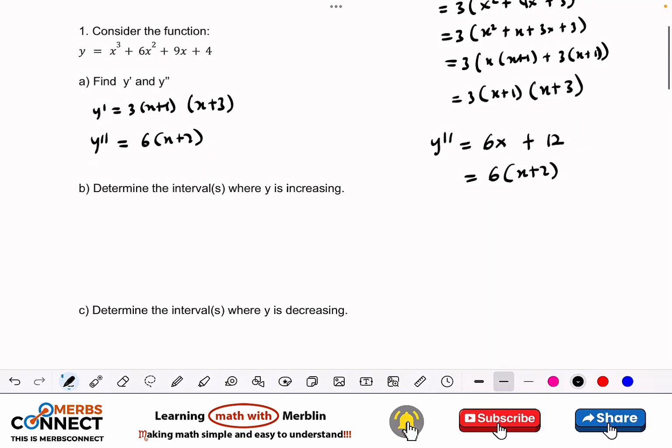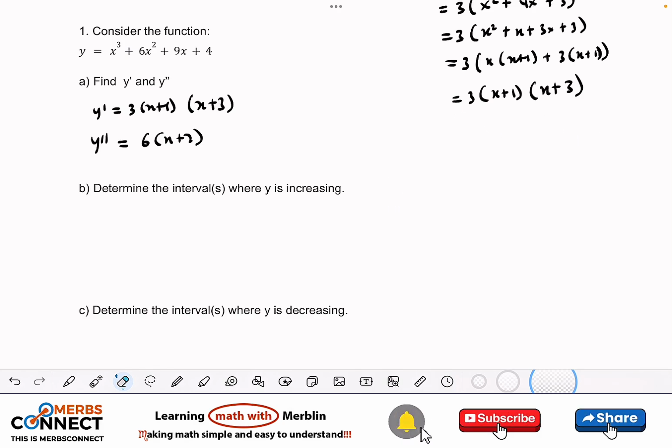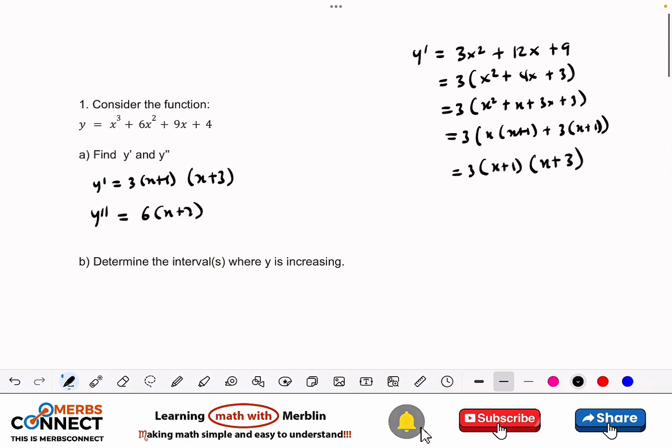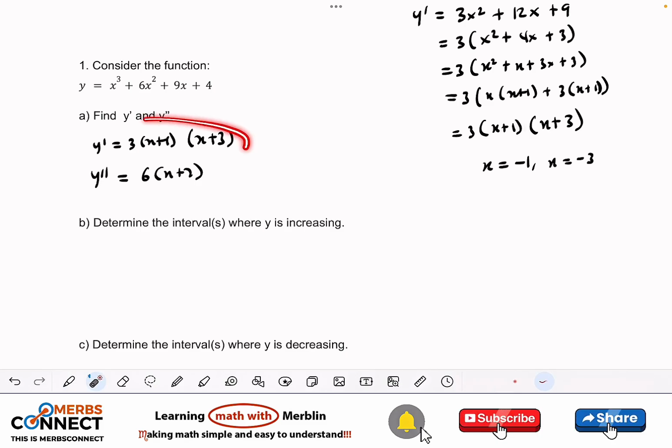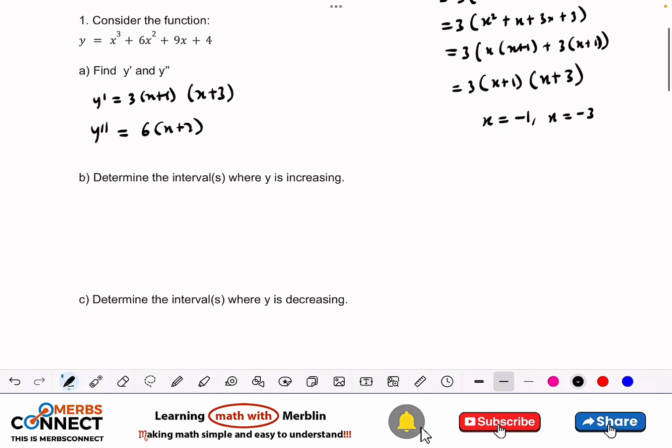All right. Now b is determine the intervals where y is increasing. So for us to determine where the function is increasing, we need our critical values. So where can we get the critical values? We can get it from the y prime. So critical values is the one that's going to make y prime 0. So x is equal to minus 1, and x is equal to minus 3. These are the critical values that's going to make the y prime to be 0.